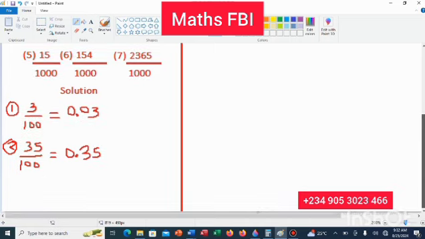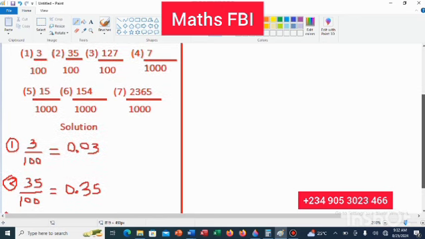Okay, so let's go to question number 3. I tell you, mathematics is not magic, it's knowledge. So question number 3, 127 over 100. 127 over 100, as you can see above.